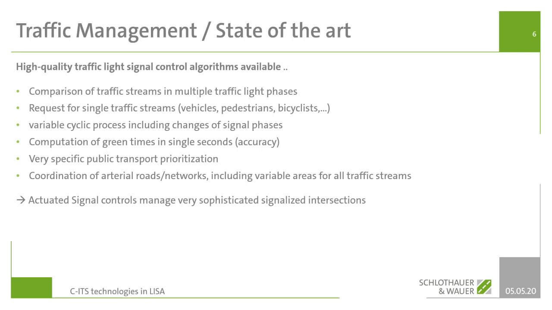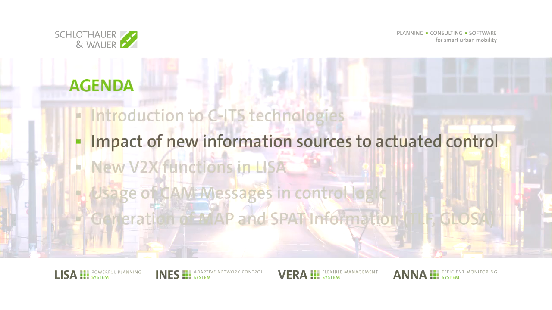Today, the traffic management is really good. That means we have high quality traffic light signal controls available, which recognize every request of single traffic streams. We have a recomputation of green times in every single second, which means we have a high accuracy of adapted traffic light controls. We use public transport prioritizations. We use coordinations of arterial roads and of course networks. That means actuated signal controls are the reason why very sophisticated signalized intersections can be managed.